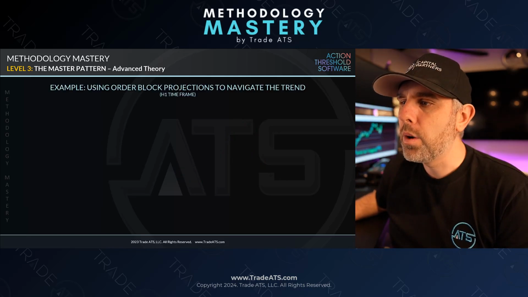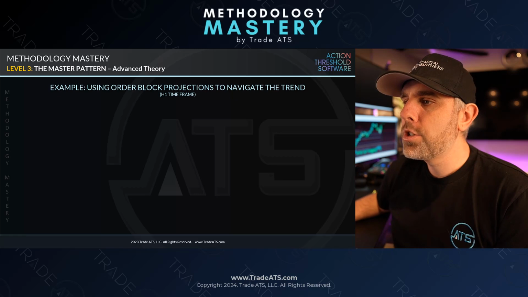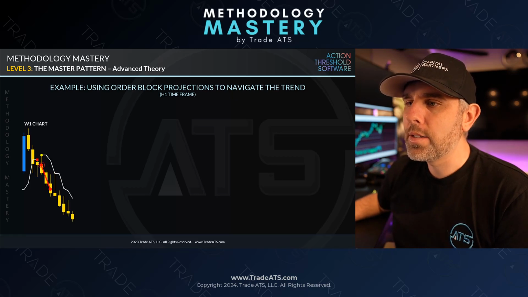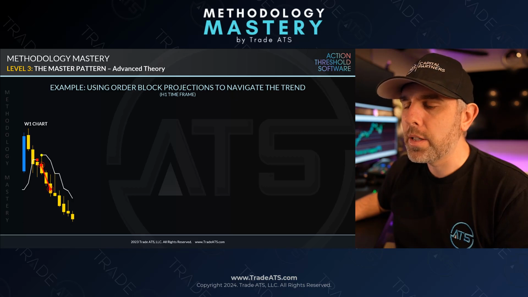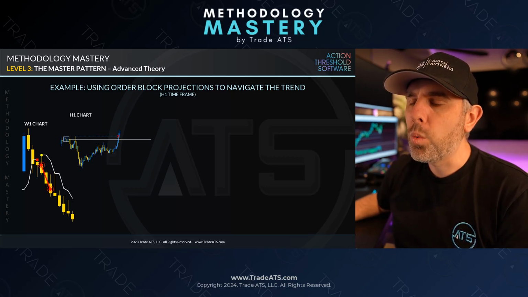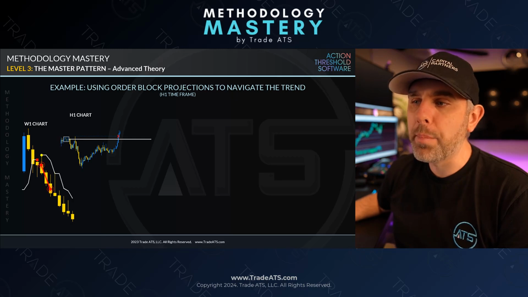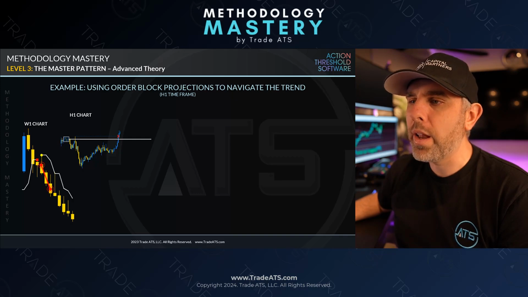Okay, so keep going here. Using order block projections to navigate the trend. Let's look at an example. So right here we have a weekly chart. Inefficiencies confirmed to the downside. ATS trend is confirming short. As we go here, we have a 1 hour chart that would be trading up above value right here. So you could see that we have come through the swing high liquidity point represented by the red X.